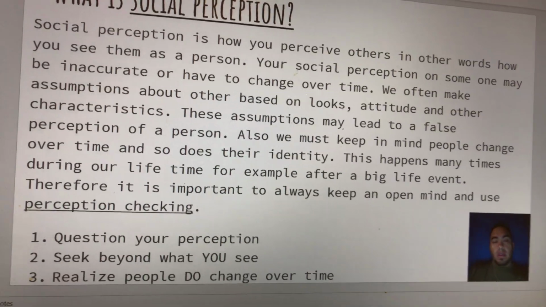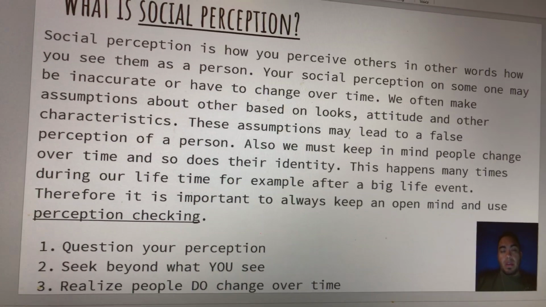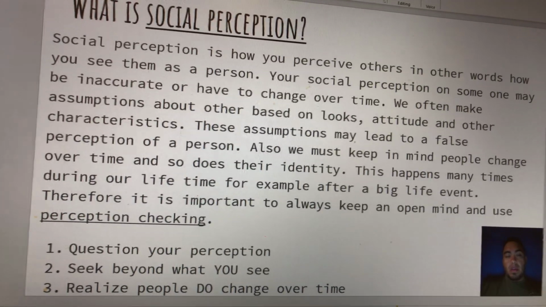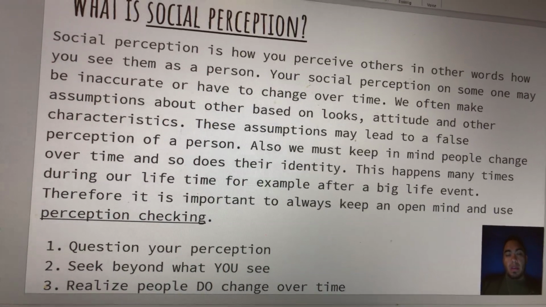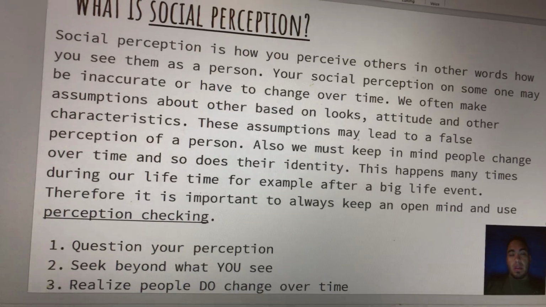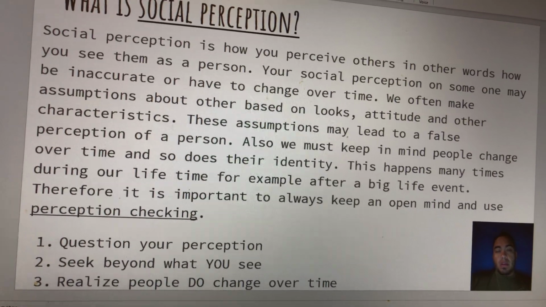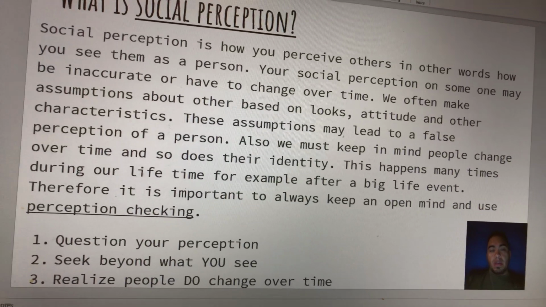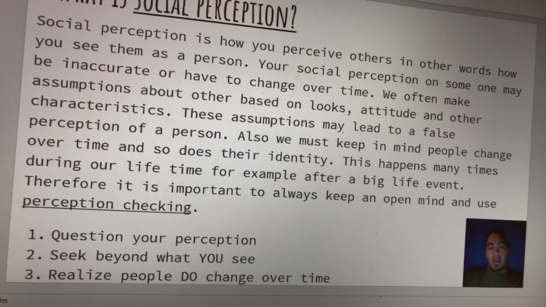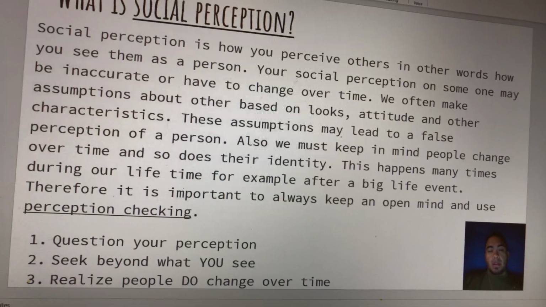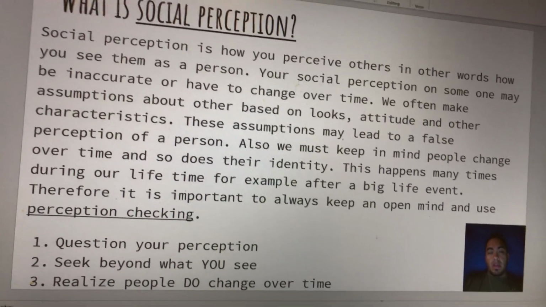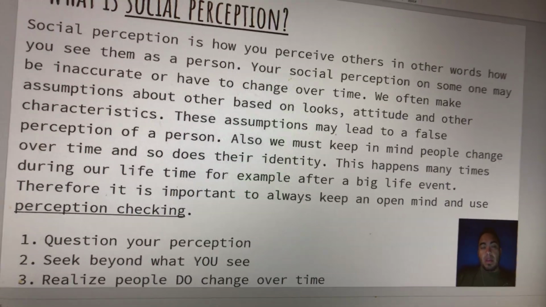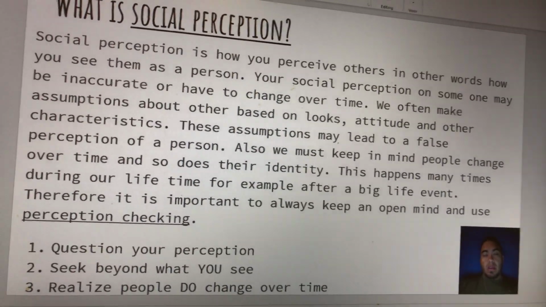So, what is social perception? Social perception is how you perceive others. In other words, how you see them as a person. Your social perception of some may be inaccurate or have to change over time. We often make assumptions about others based on looks, attitude, and other characteristics. Now, these assumptions may lead to a false perception of a person. Also, we must keep in mind people change over time, and so does their identity. For example, this happens many times during our lifetime after a big life event.